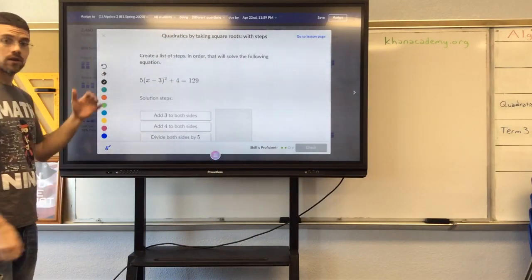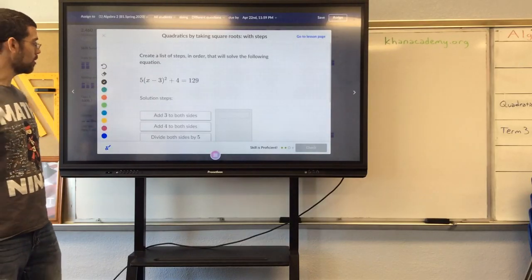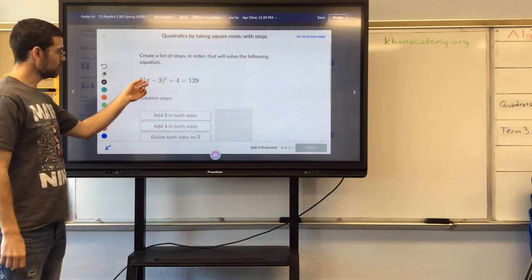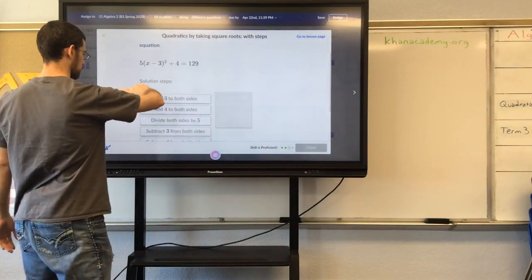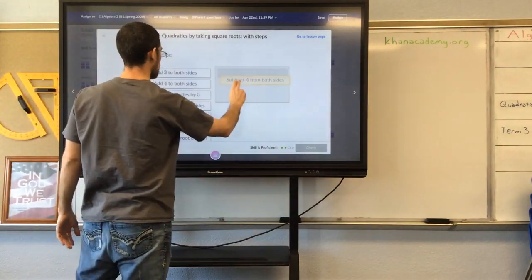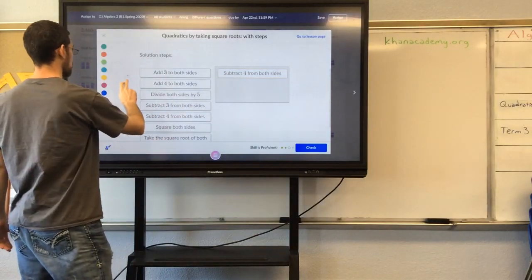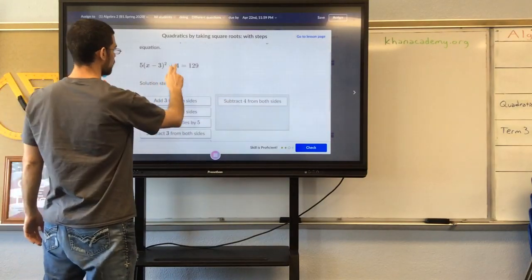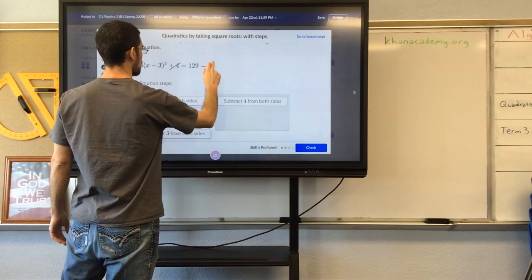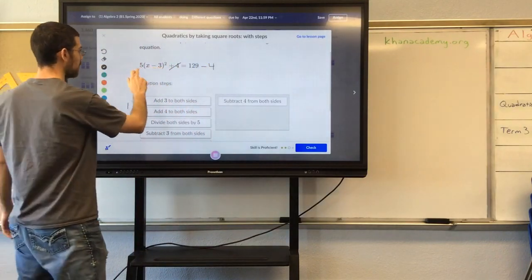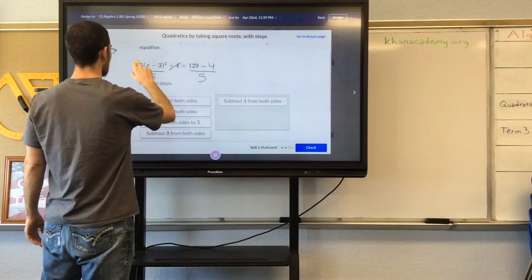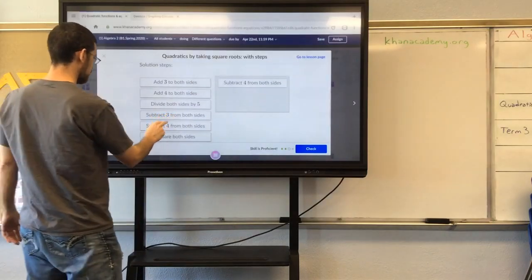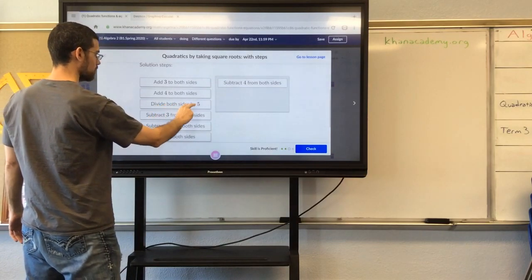Next problem. It's always going to be that same order. What are we going to do to get this alone? We're going to subtract 4 from both sides. That will get rid of this. We're going to divide by 5. Next, that'll get rid of those 5s. Divide both sides by 5.